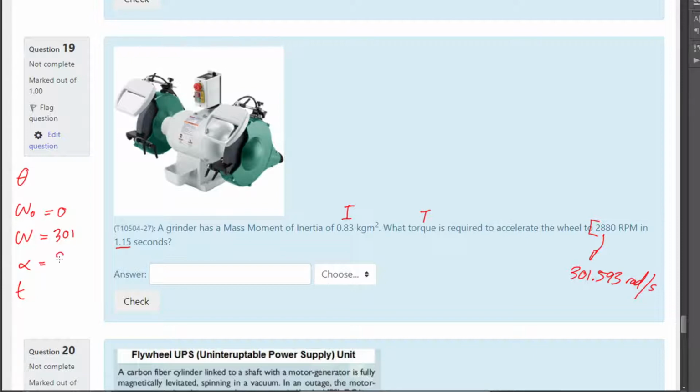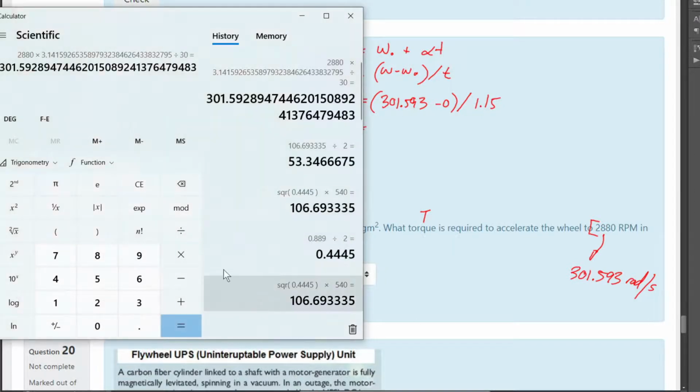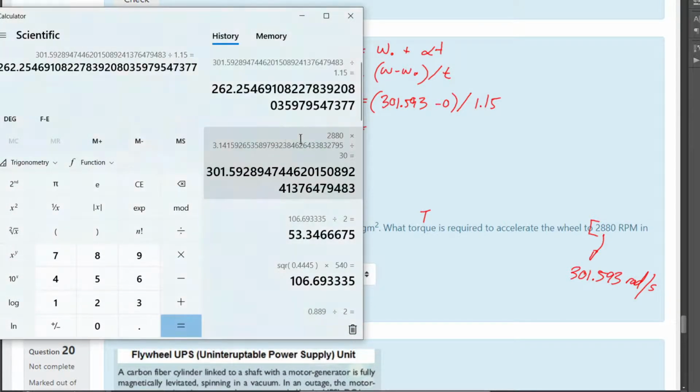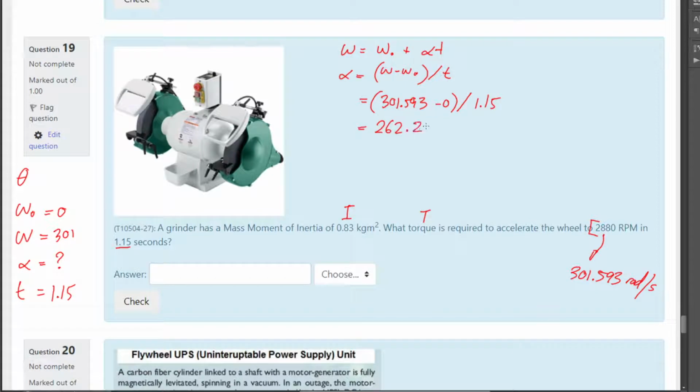We're trying to find alpha because we're going to be using that in a sec, and the time was 1.15 seconds. A good old favorite equation: alpha equals omega minus omega naught divided by t, equals 301 minus 0 divided by 1.15. That's 262.25 radians per second squared. That's the linear motion, or rotary in this case, the constant acceleration formulas.